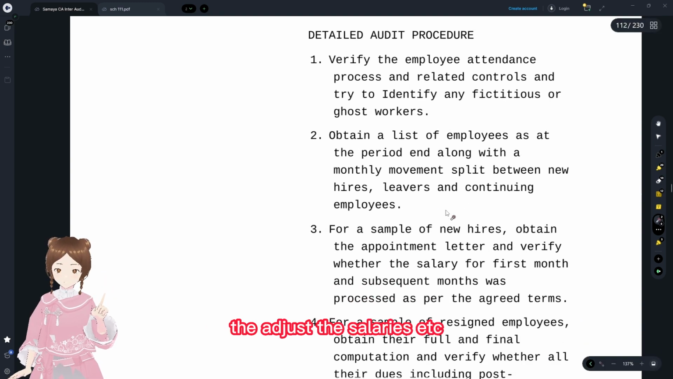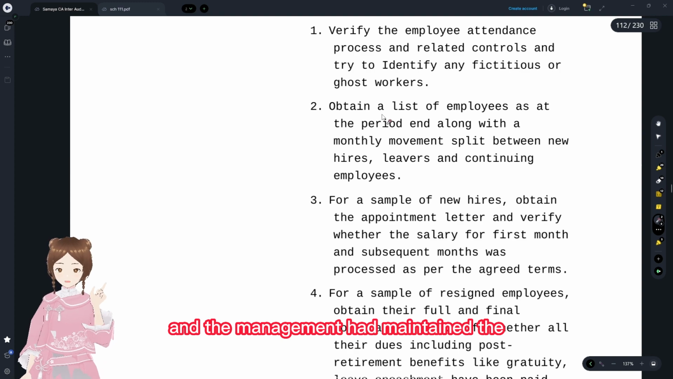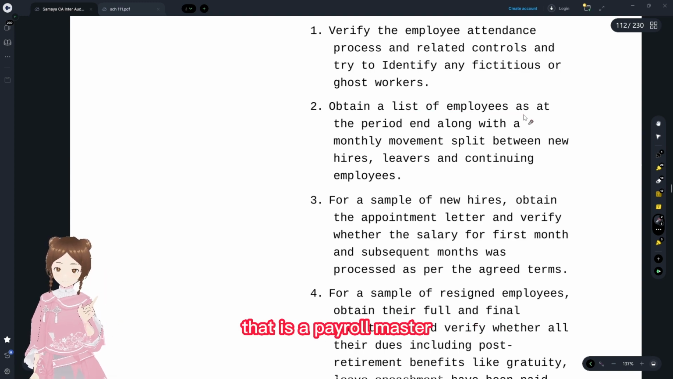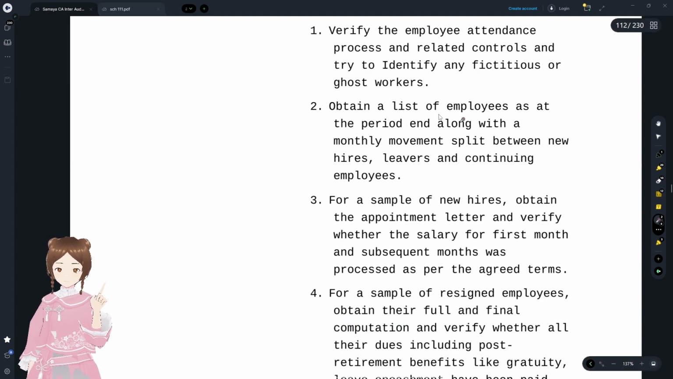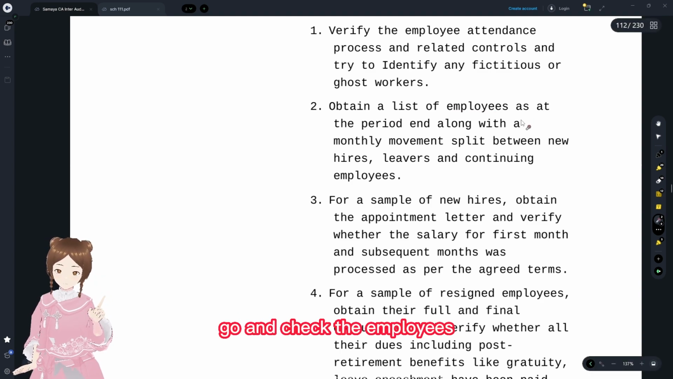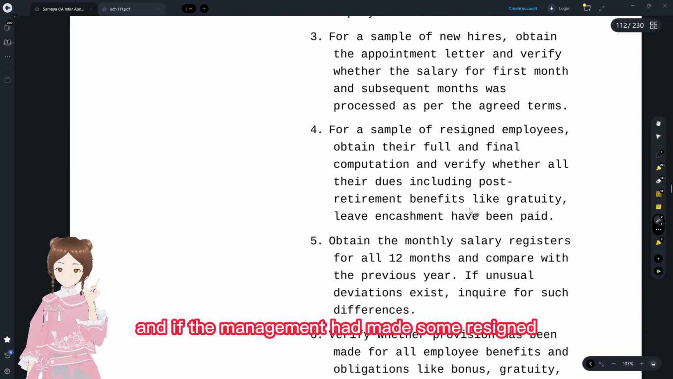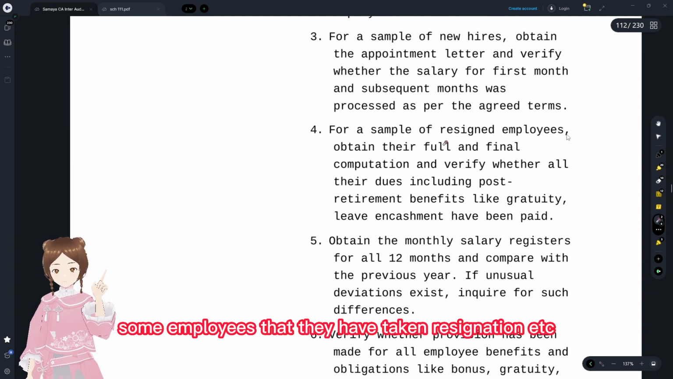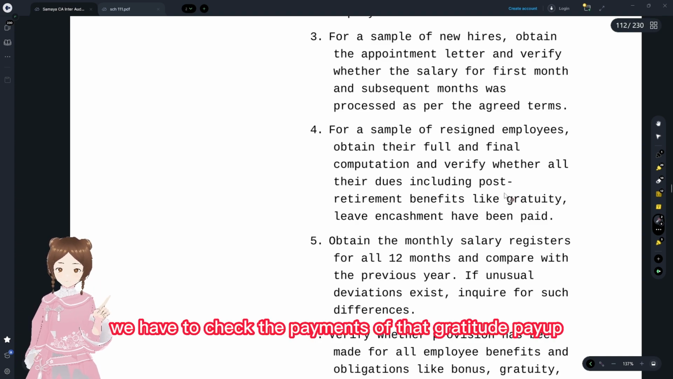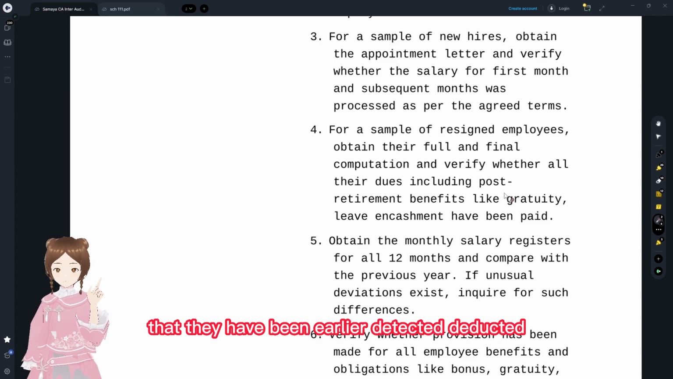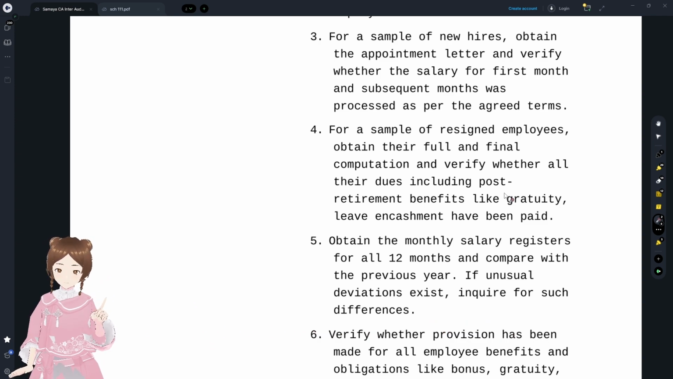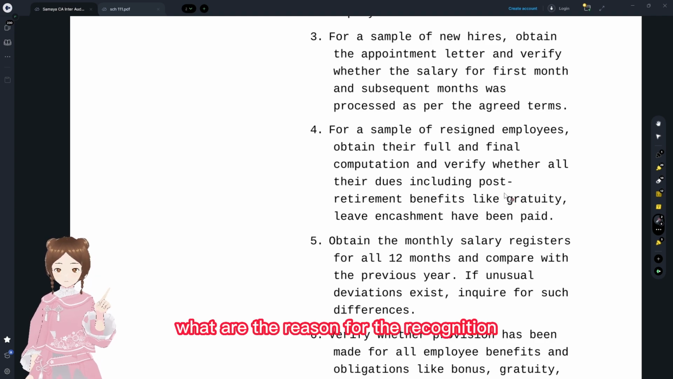Just the salaries, etc. And if management has maintained the list of the employees, that is a payroll master, then the auditor has to go and check the employees. And if management has had some employees resign, or they have taken resignations, etc., we have to check the payments of gratuity and PF that had been deducted earlier. And we also have to check what the reason for that resignation is.